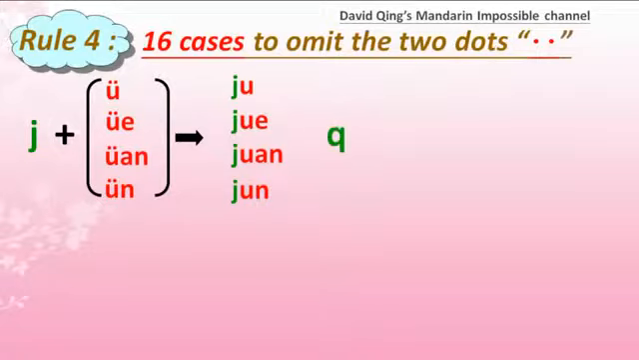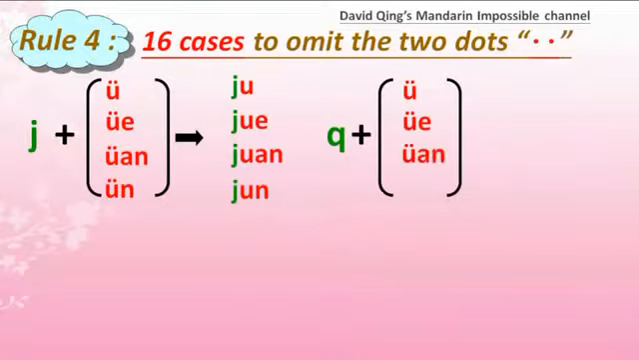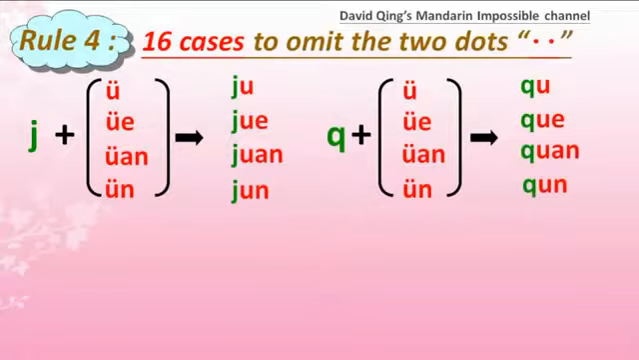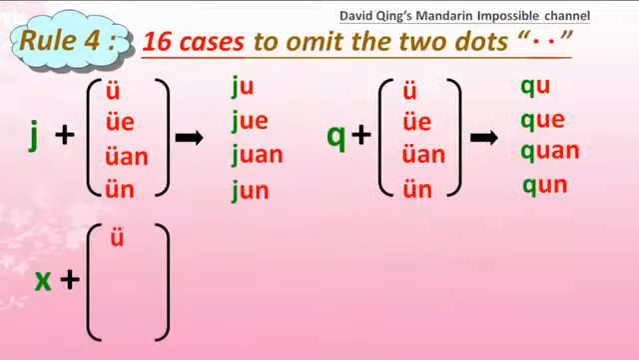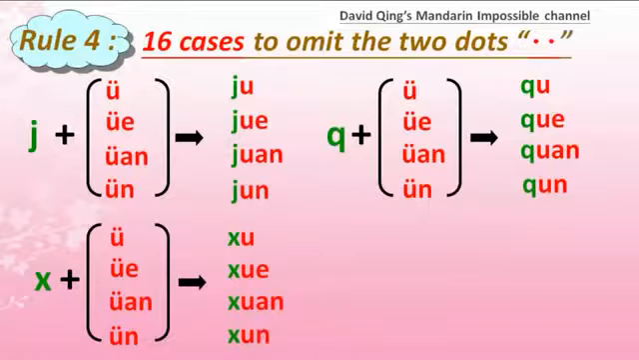When the consonant qi combined with the vowel yu, yue, yuan, or yun, the combinations are represented as chu, chue, chuan, chun, without the 2 dots above the vowel. When the consonant xi combined with the vowel yu, yue, yuan, or yun, the combinations are represented as shu, xue, xuan, xun, without the 2 dots above the vowel.